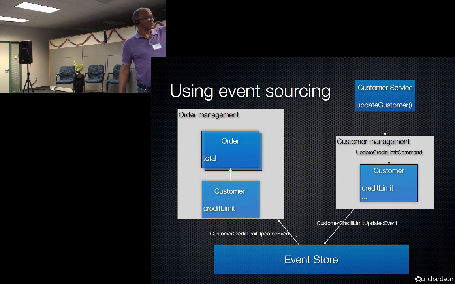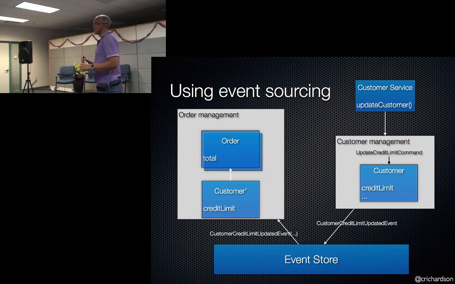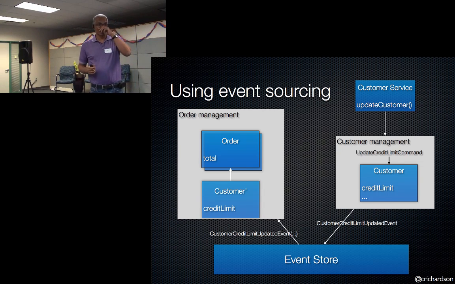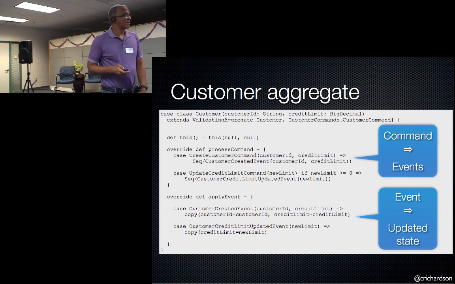You got the customer management service publishes the customer credit limit updated event, which the order management service subscribes to so that it can update its version of the customer. So you kind of got this model where all these services are just publishing events as things change inside of them, and other services are listening to those events, processing them, which can generate more events. So events, just sort of everywhere. And it's thoroughly event-centric.